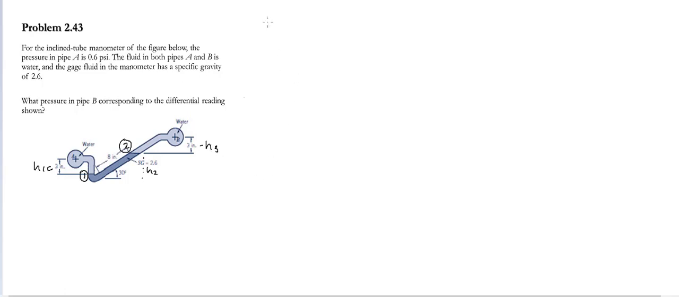Okay, we're looking for pressure at point B, and we start at point A. So we do PA, and then we go from point A to point 1, we go down, therefore it's positive. So we go gamma of water, which is the fluid, times the elevation between the 2 points. Then we go from point 1 to point 2. It's going up, therefore it's negative. And we go gamma of the fluid times H2. And then we go from point 2 to point B. Once again, that is negative because we're going upwards. And that is gamma of water times H3.